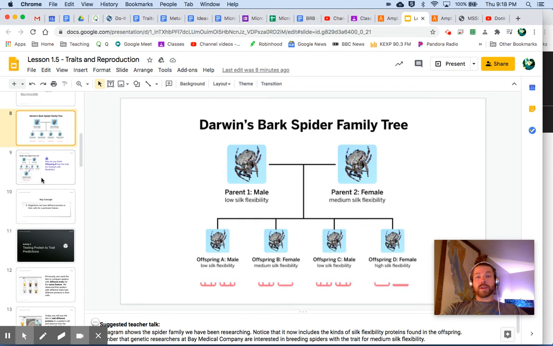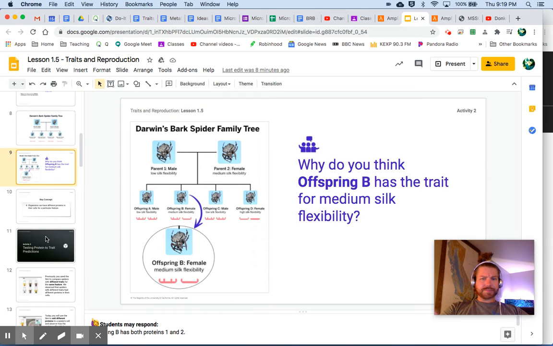Well, we know that it's because of the two proteins. It has to be because of these two proteins. We know that the proteins determine the trait ultimately. And so it has to do with these proteins.